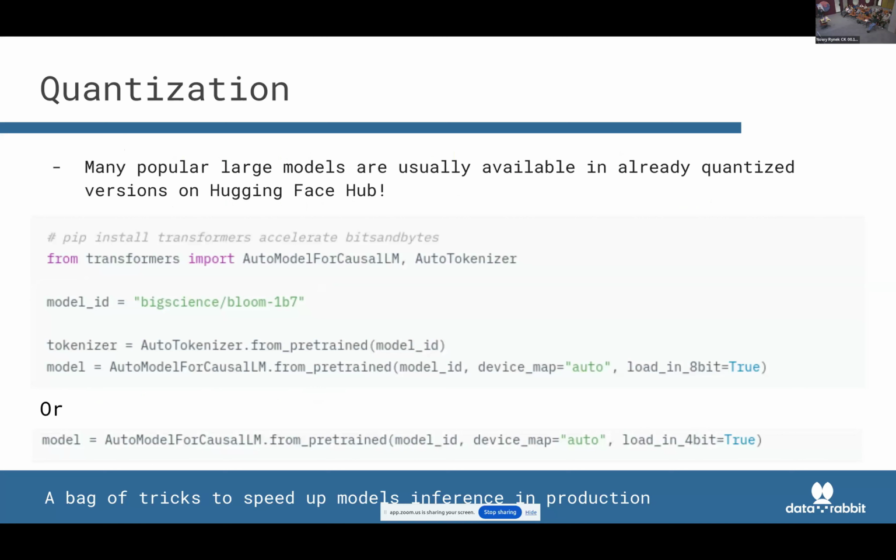And good news: for many popular large models, quantized versions are usually available already, for example on Hugging Face Hub or similar model hubs. So you can have just a snippet of code, load it in quantized version, and that's all, ready to use. So obligatory, God bless Hugging Face.